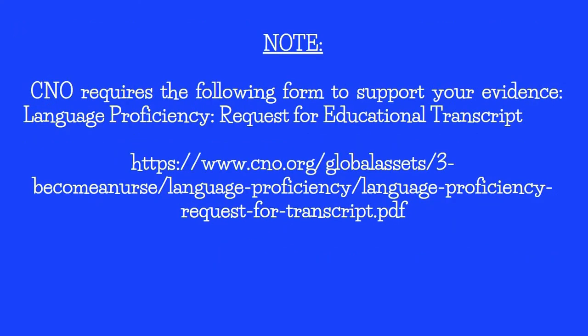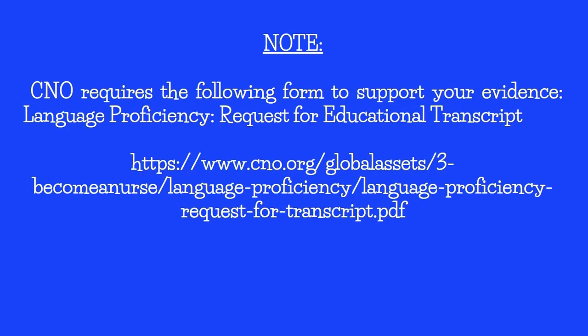So now when you are showing this additional education as your language proficiency proof, you have to provide to the CNO the language proficiency request for educational transcript form, right? So this is the form, I will show you. And this is the link where you can find this form, and you will be downloading this form, completing the first part of this form by putting in your name and your details, and you will be sending this form to your educational institute wherever you have completed your education, right?